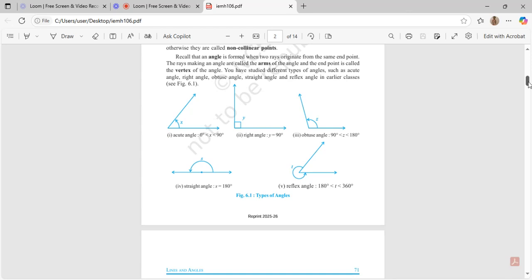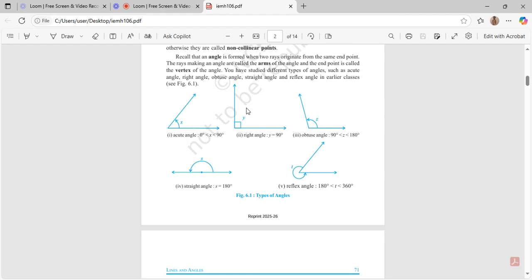What do you mean by an angle? An angle is formed when two rays intersect each other. Which are the different types of angles when two rays intersect each other? The different types of angles are, first, the acute angle. An acute angle measures from 0 to 90 degrees. It will be less than 90 degrees. And this first figure is the acute angle.